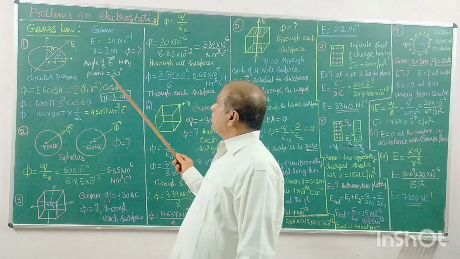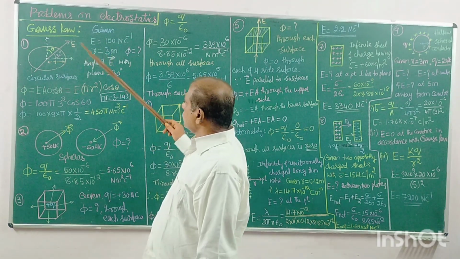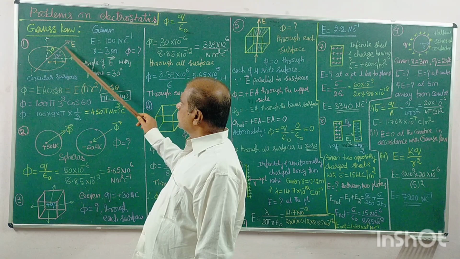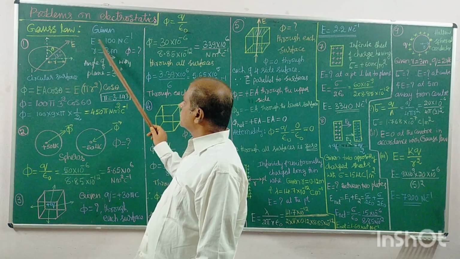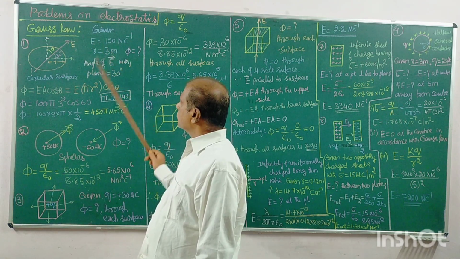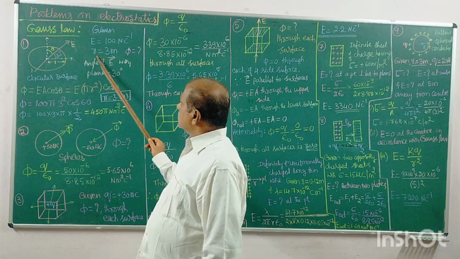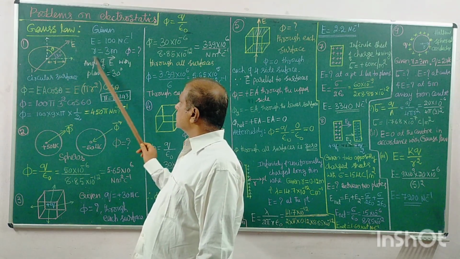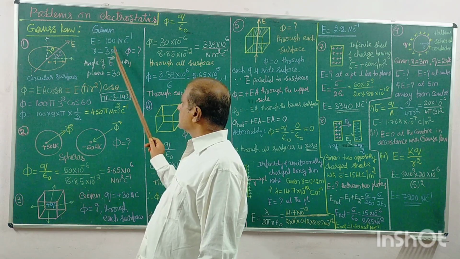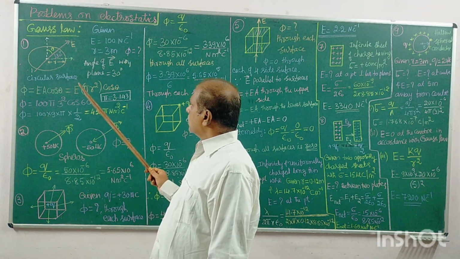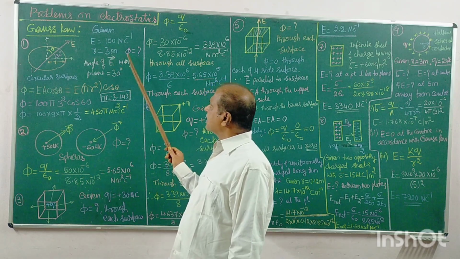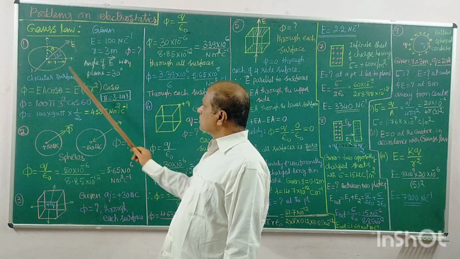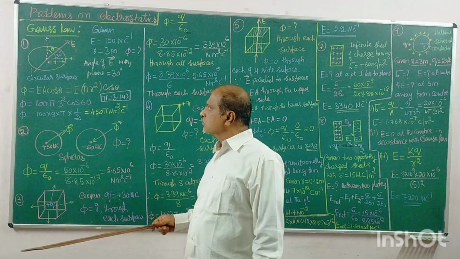And the given data: the electric field passing through the plane, the magnitude of the electric field is given in SI, that is 100, and the radius of the circular surface is 3 meters, given in SI. And we are supposed to calculate what is the electric flux through the surface.